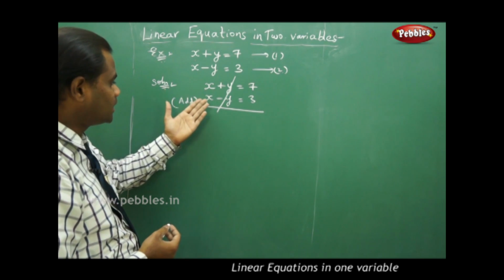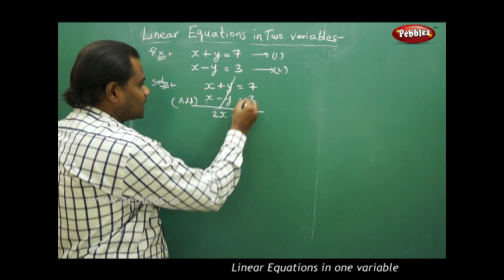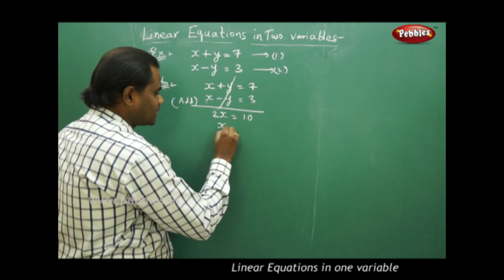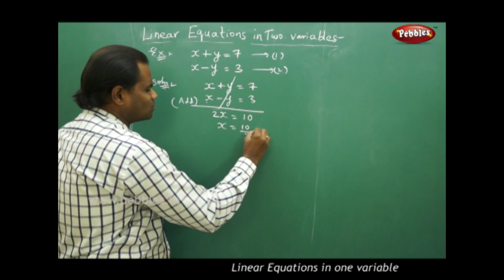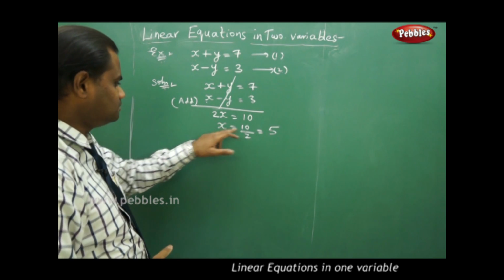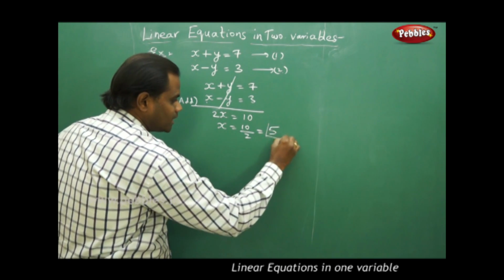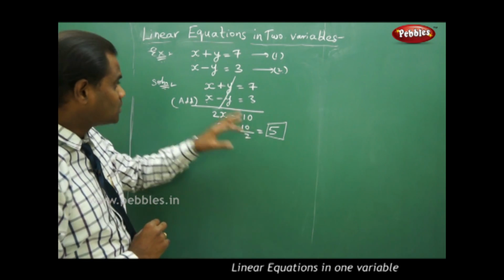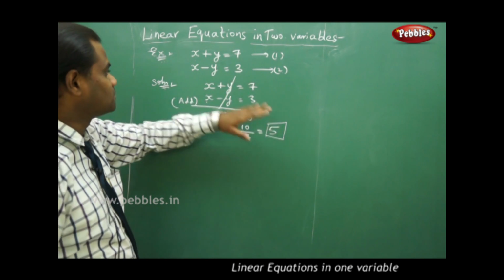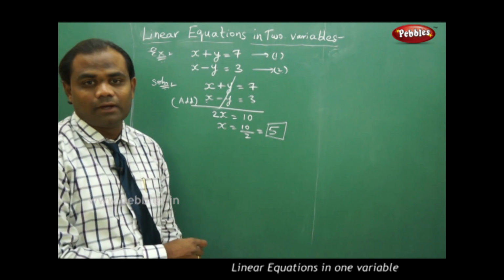And when I add x and x, x plus x would be 2x, and 7 plus 3 would be 10. Then x would be 10 over 2, which is nothing but 5. So I got one of the unknowns, x equal to 5. How do I find the other unknown, y? This can be found by substituting x equal to 5 in one of the equations, either equation 1 or equation 2, and then we get the value of y.